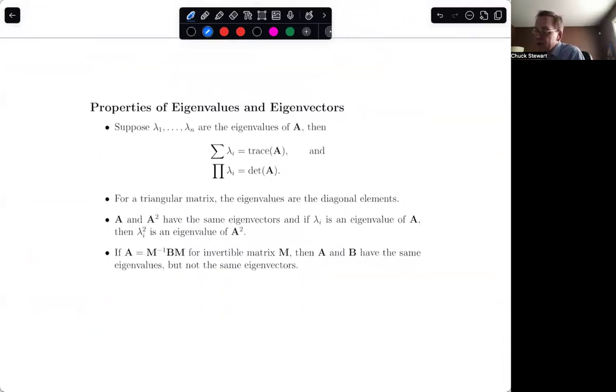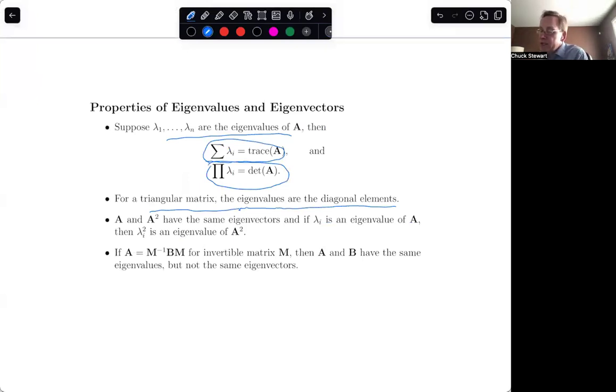The properties of eigenvectors and eigenvalues. So here's a cool one. For any square matrix A, the sum of the eigenvalues is the trace, and the product of the eigenvalues is the determinant. For a triangular matrix, you can read the eigenvalues straight off of the diagonal elements. No calculations necessary. You can just read them as they go.